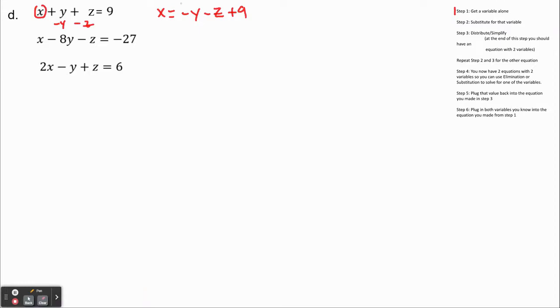My second step is I want to substitute this. So I'm going to plug all of this into one of my equations and then distribute and simplify. I'm really going to be doing two steps here in one, but I'll first plug it in. Wherever I see x, it's just in the very beginning, I'm going to say negative y minus z plus 9, and then I'm going to put the rest of the equation in there. So minus 8y minus z equals negative 27. So there's step 2. I'm going to continue with step 3 by distributing and simplifying.